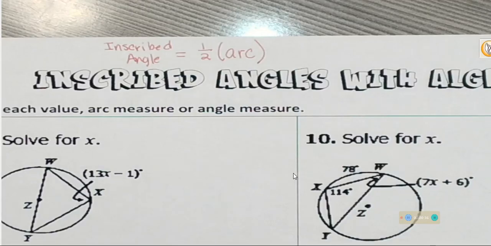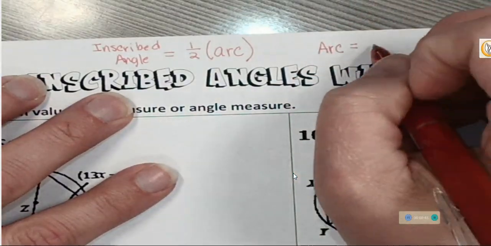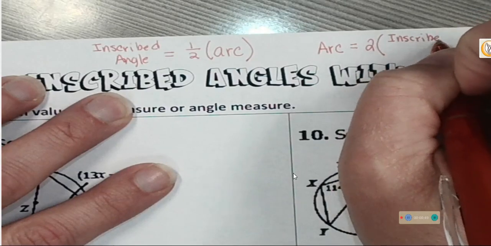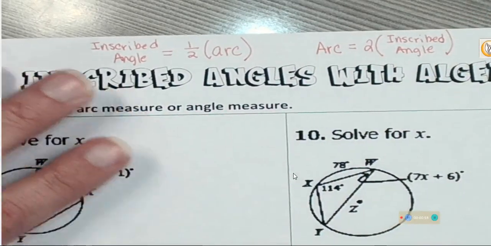How do you undo divide by 2? Times by 2. So if you need to find the arc, it is going to equal 2 times the inscribed angle. So I want you to write that up there at the top. That'll be like your little cheat sheet, okay?